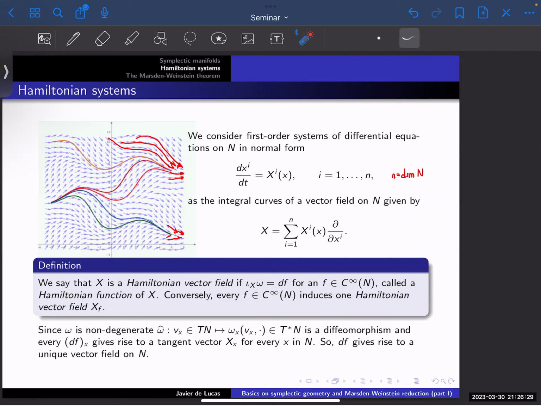On the other hand, one can prove that given any function on the manifold, such a function will allow you to define only one Hamiltonian vector field. How can this last part be proved? Well, remember that omega is non-degenerate.